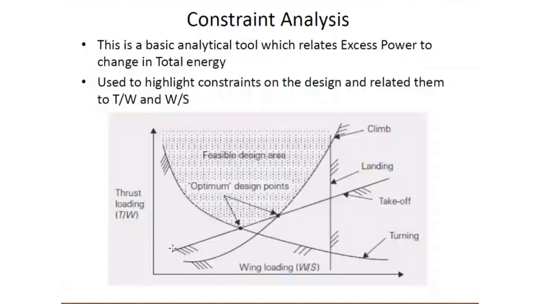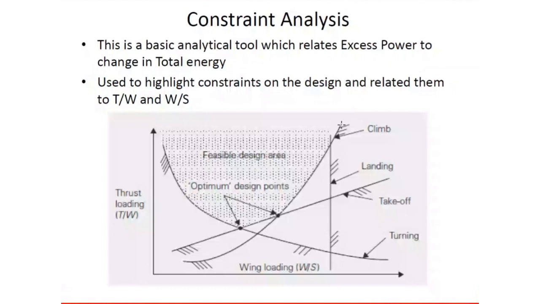So you have this line which says takeoff. And below that you have the hashes, which means anything below this line, in the same direction as the hashes, that combination of T by W and W by S is not acceptable. Similarly, you have one for climb, and this is a quadratic curve which increases very steeply with wing loading, and this is the climb curve.